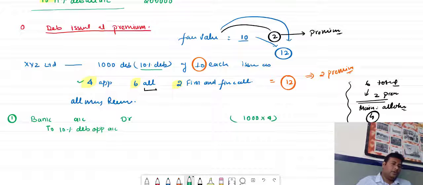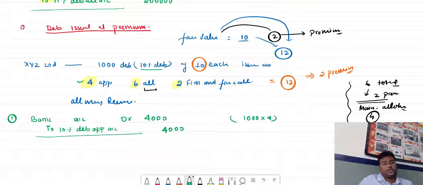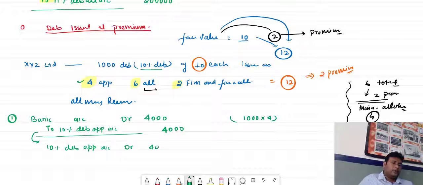So it will be 4000 rupees and 4000 rupees. And after that, the whole 4000 rupees, we close the debenture application and transfer to the debenture account. For closing, you know, just pass the opposite entry. So 10% debenture application account debit 4000, and it will be transferred to 10% debenture account.